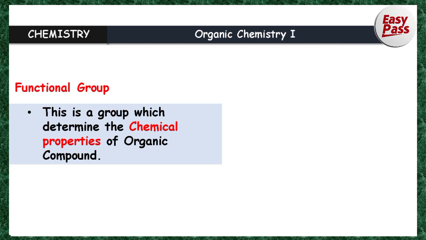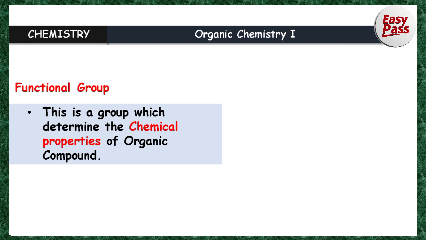A functional group is a group which determines the chemical properties of organic compounds. The difference between a functional group and an alkyl group is that a functional group determines the chemical properties, while an alkyl group determines the physical properties. The reason why each compound belongs to a different family is because of its functional group.